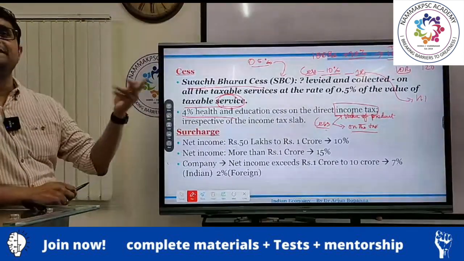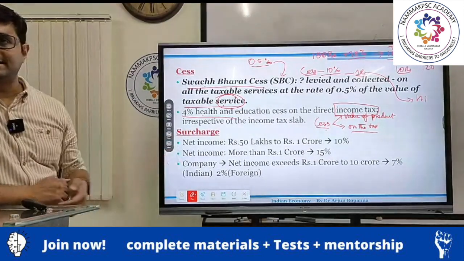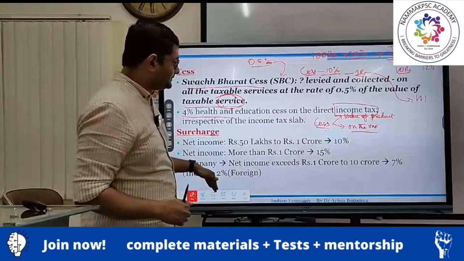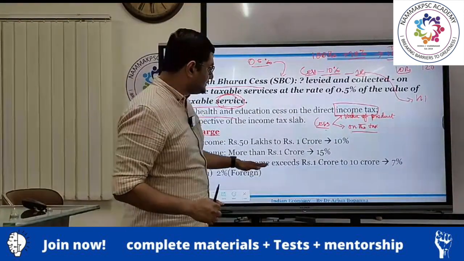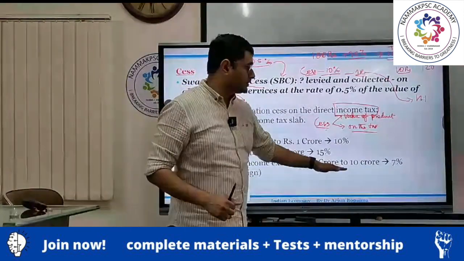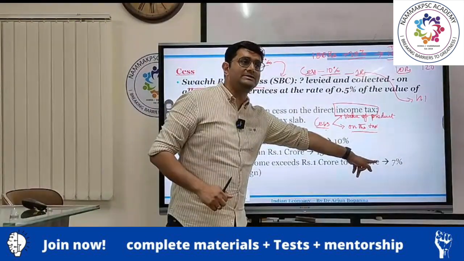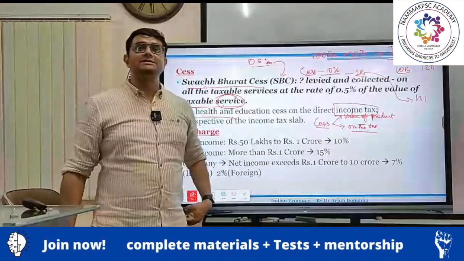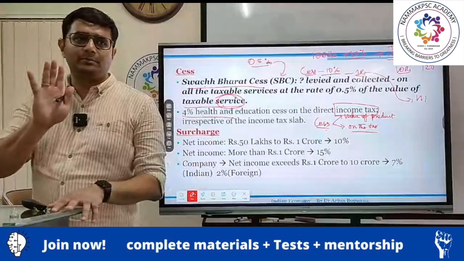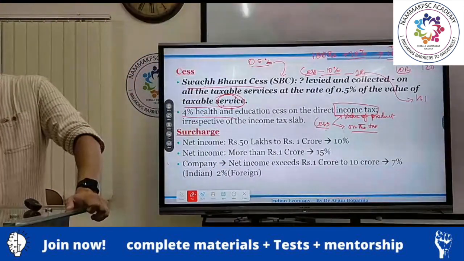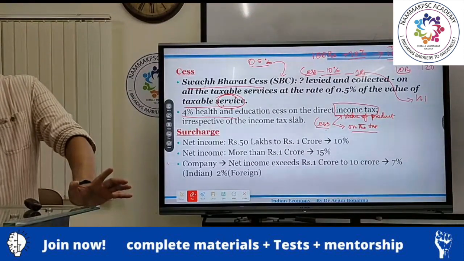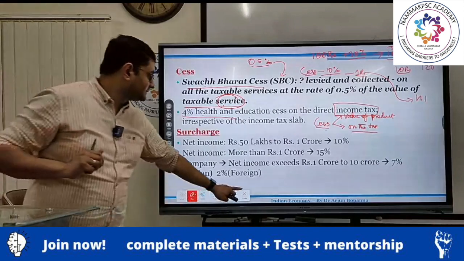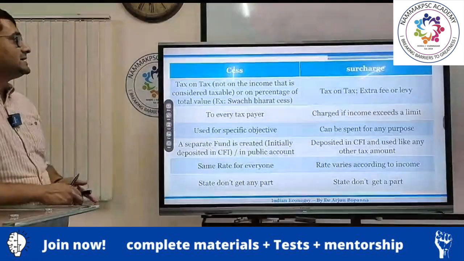Usually surcharge is on the tax. Tax on tax. Surcharge is not on the value. Companies also, if their net income is more than 1 crore to 10 crore, if it is a domestic company, they have to pay 7%. If it is a foreign company, they have to pay 2% surcharge. Numbers are not important. It keeps changing. Nobody will ask in the exam, but the idea is important. So with that, let's see the difference between the cess and surcharge.